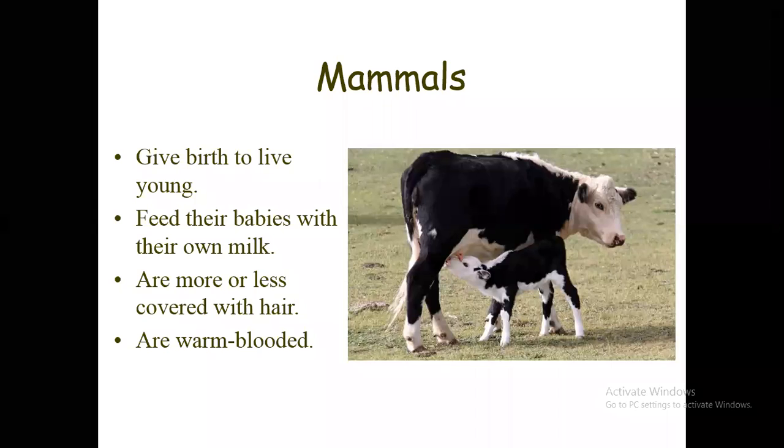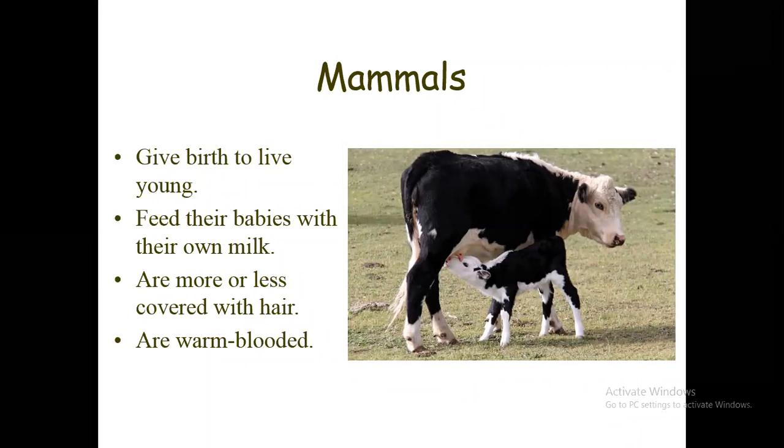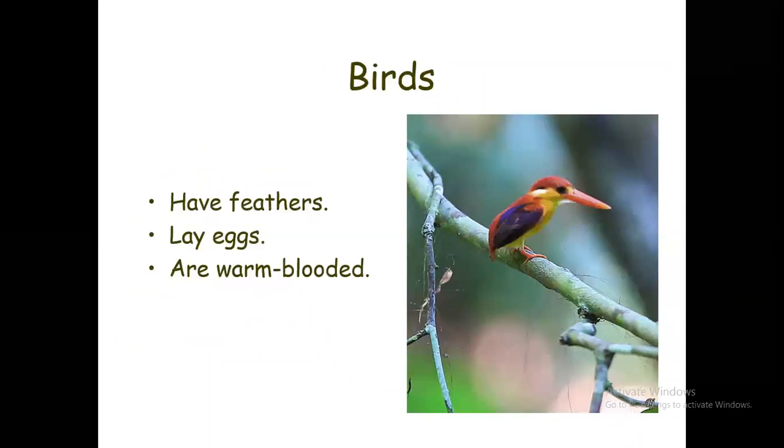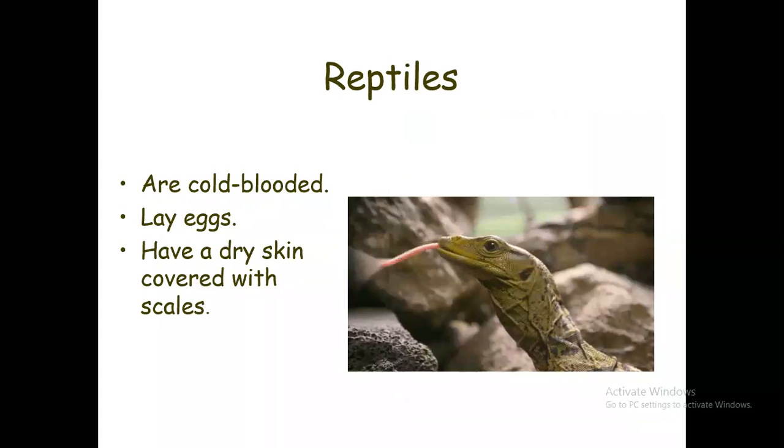So guys, I'll have to move a little bit faster because we only have 10 minutes. What I mean by warm blooded is that they have a certain body temperature, so they can feel how cold or hot it is around them. We have the second group, birds, and birds have feathers, they lay eggs, and they are also warm blooded. Having feathers is another specific feature of birds.